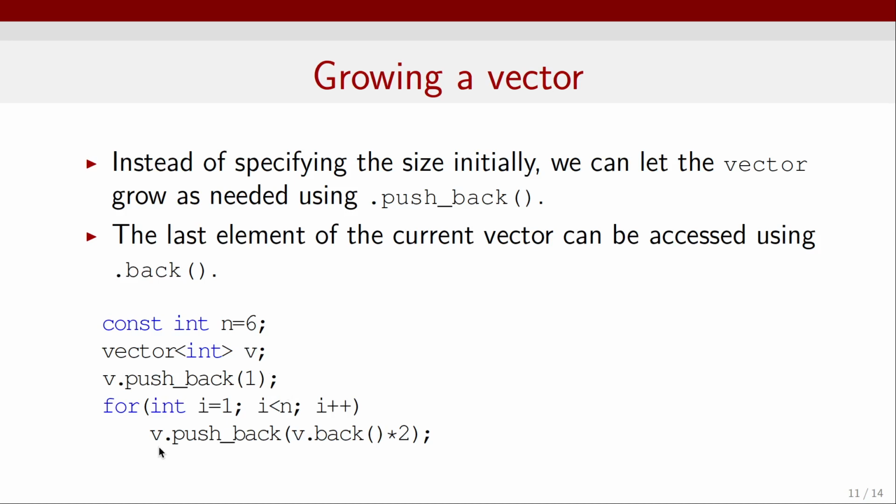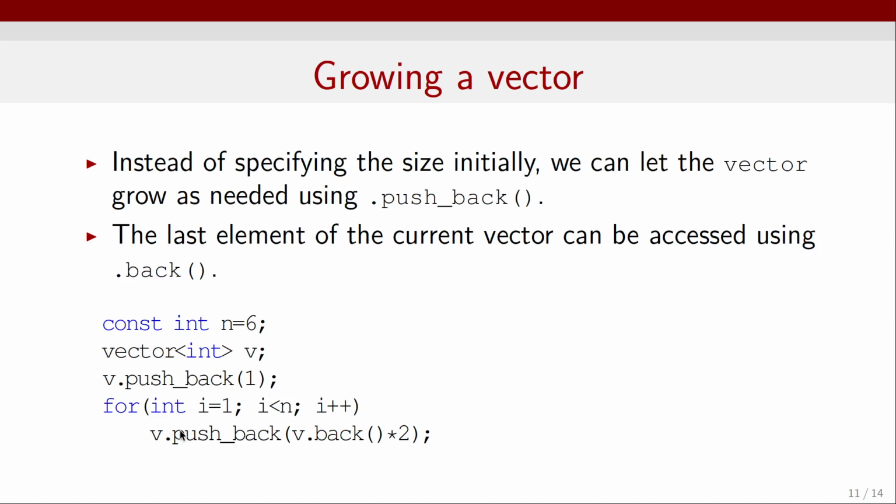So after I run the first iteration of this for loop, the vector v will consist of the numbers 1 and then 2. Now the next time I execute this loop, when i equals 2, when I say v.back, it will access the last element, which was 2, multiply that by 2, which is 4. So it's going to append 4 at the end of this vector v. So then the elements of the vector will be 1, 2, 4. And again, the next time this will be double, so it will be 8. So then the vector will become 1, 2, 4, 8, and so on.